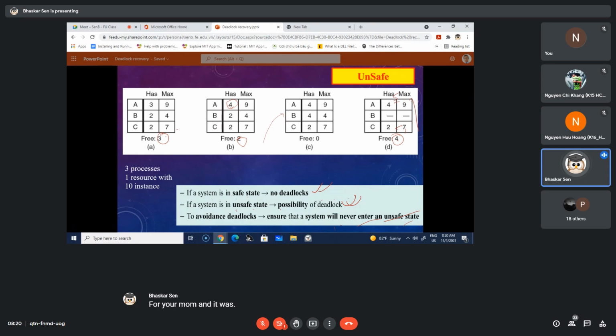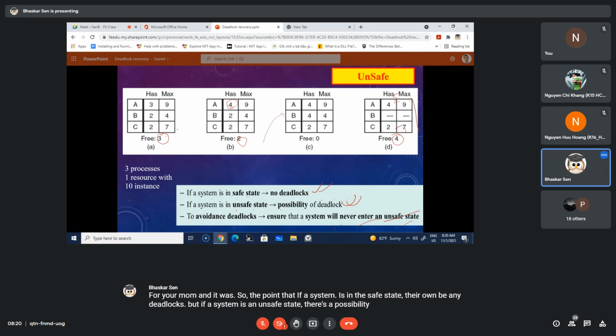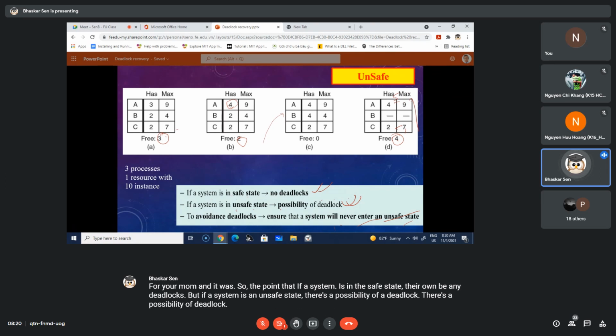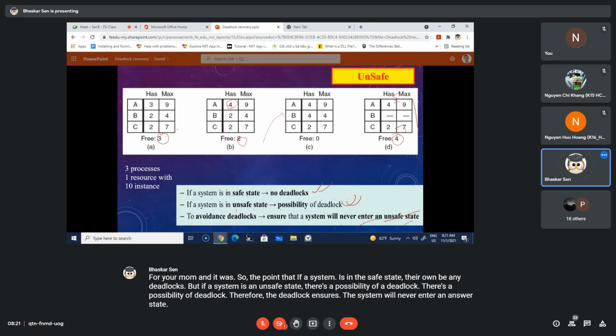So the point is that if a system is in the safe state, there won't be any deadlocks. But if a system is in an unsafe state, there's a possibility of a deadlock. To avoid the deadlock, ensure the system will never enter an unsafe state. And that is something that we'll have to remember.